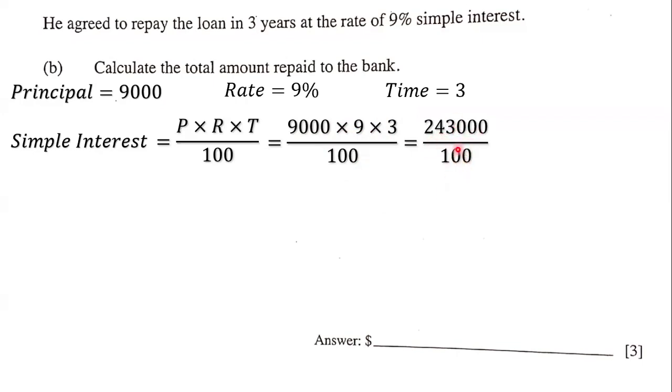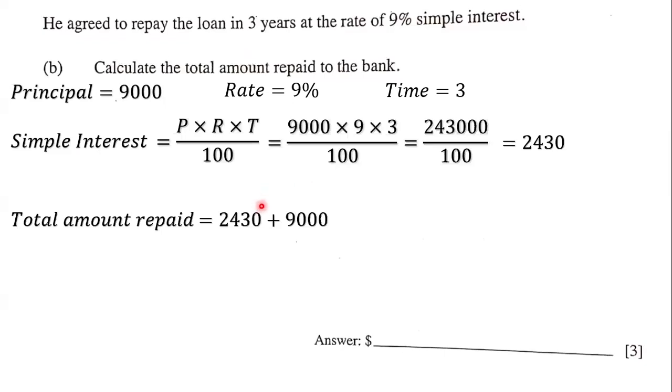Next, we're going to divide these two numbers. And when we divide them, we get 2,430. And so that means that the simple interest is going to be 2,430. But they want the total amount repaid to the bank. So when he repays the bank, he's going to pay the simple interest charges plus the principal.